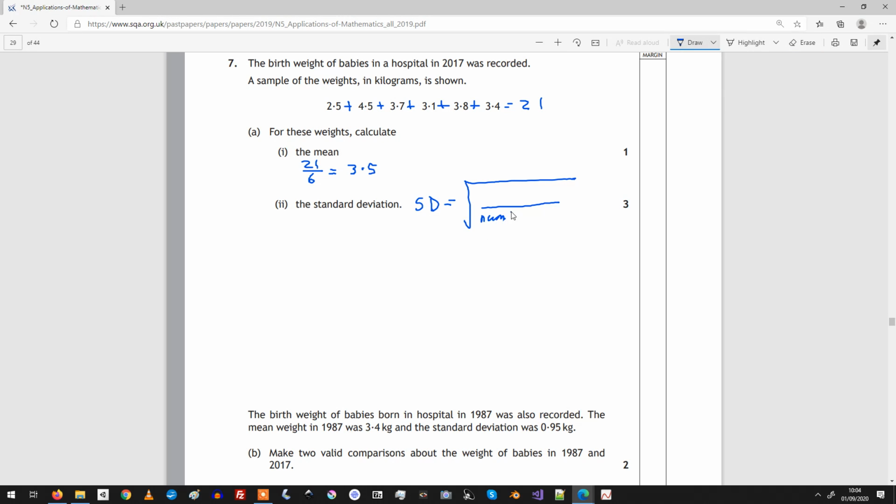Number of things, take away 1, sum of squares of deviations.